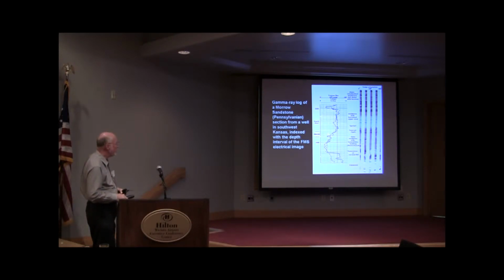Now, we look at the Morrow, and here's our gamma ray log. And we see a shale down here. Here's the main sandstone up here, and here's the upper part of the Morrow grading into the shale above. Now, the image you're looking at here, that is this part right here.